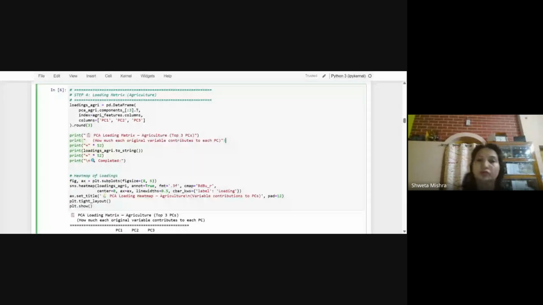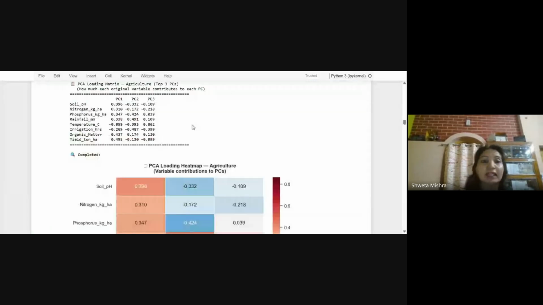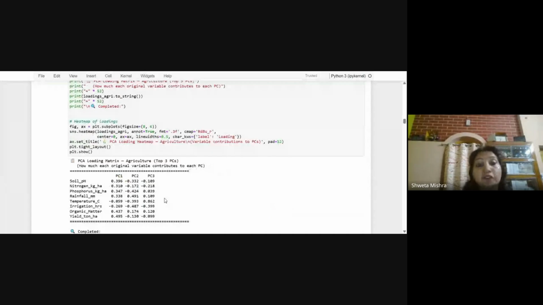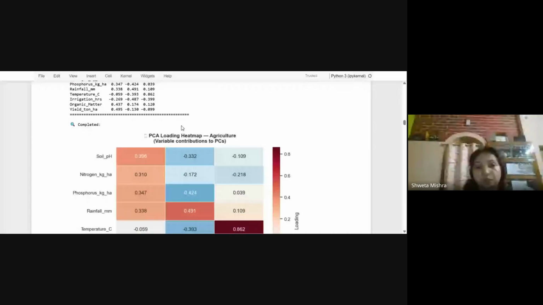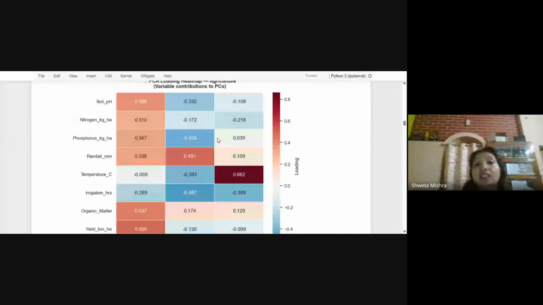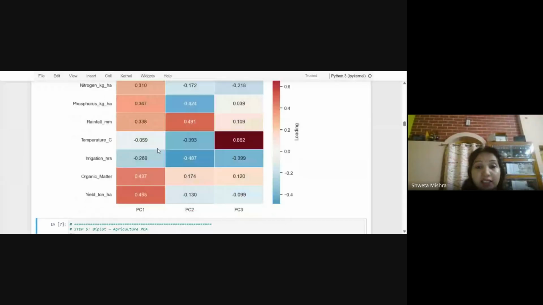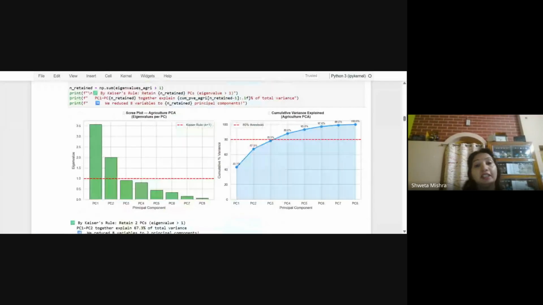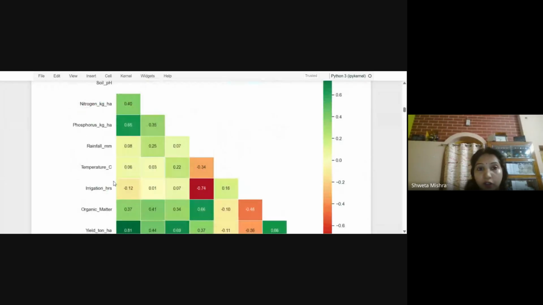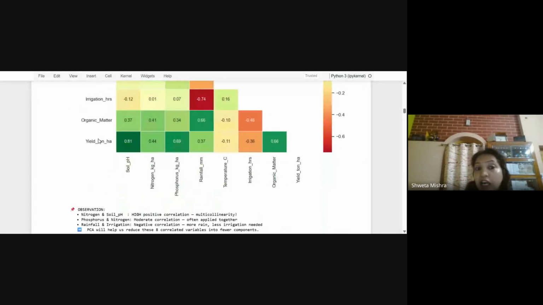Now the next thing is that with the help of these data, we are going to create the heat map. Again, you can see PC1 here. If you remember, earlier we did the heat map plot here. This is the heat map plot for variable to variable.